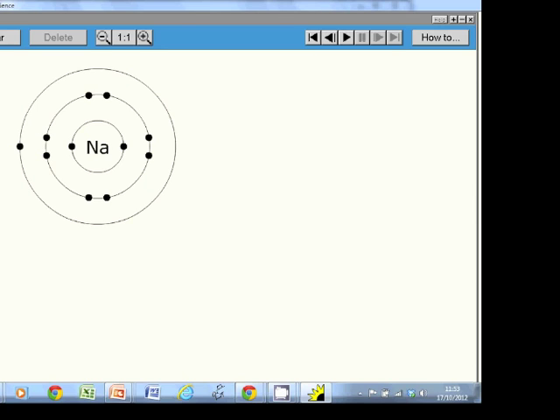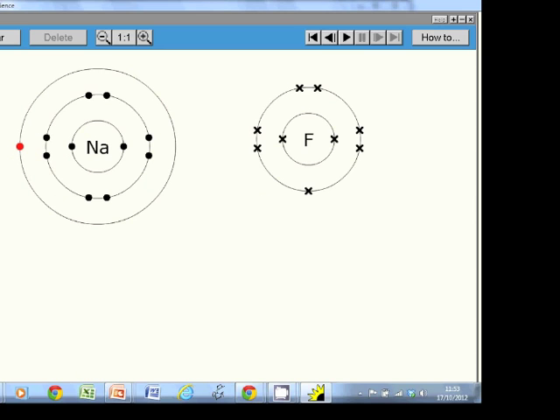So let's say it encounters a fluorine atom. A fluorine atom has 9 electrons, 2 in the first shell, 7 in the second shell. It's got 1 gap, like all the halogens, it needs that gap to fill. Now, this lone electron on sodium, as you might guess, is lost from the sodium and gained by the fluorine atom.